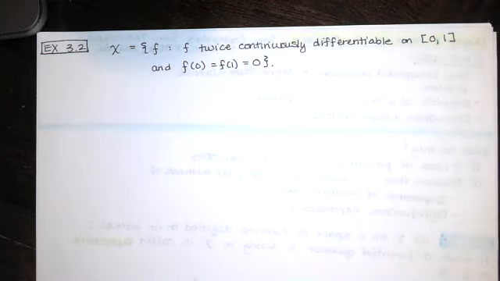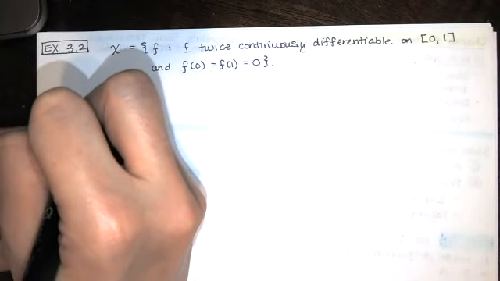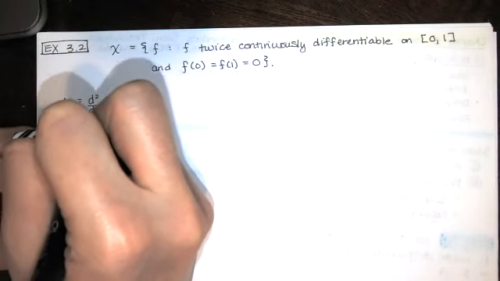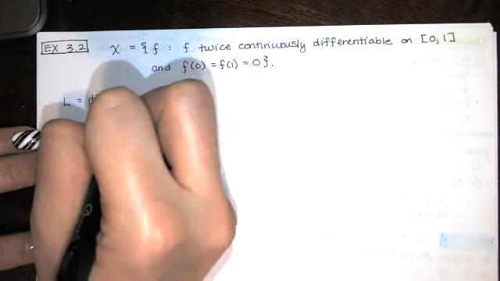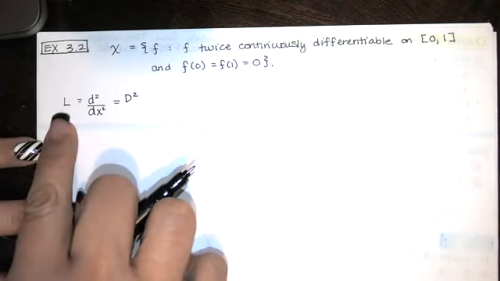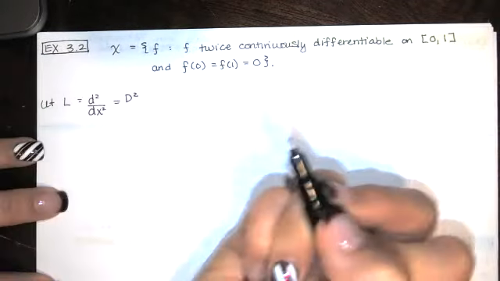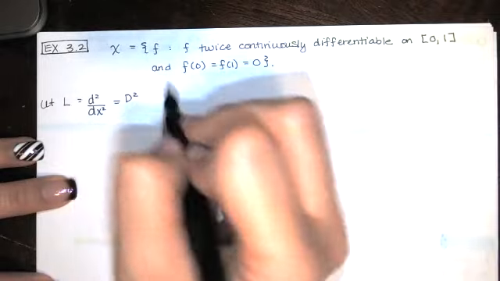That's chi, okay? Now, if L is the second derivative operator, so we can write it like this. In some textbooks, I've seen it written like that. We can show that this operator L is symmetric on chi.